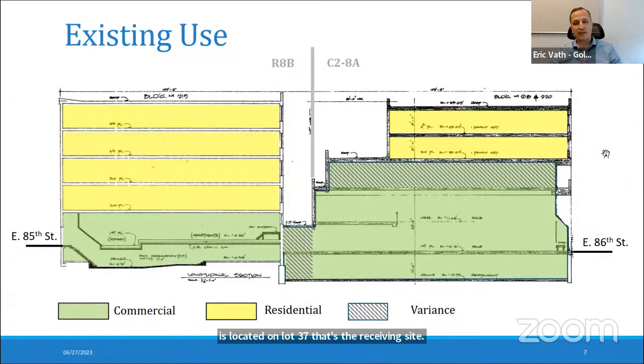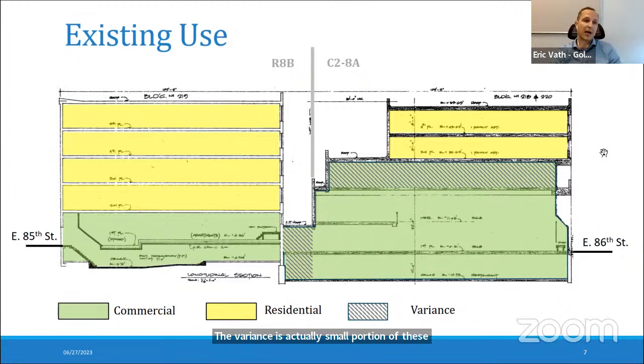Just another quick one, this is a section. So you're cutting through the building. I wanted to show you how the existing site operates between East 86th and East 85th. So what I've done is I've shown the commercial spaces in light green, and the residential spaces in yellow. The variance you can see here, which is that crosshatch in gray, is actually a small portion of these buildings.